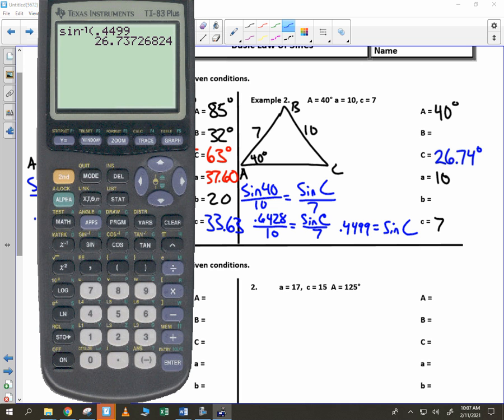Okay, so now what? What's the easiest spot to find now? Angle B, right? Because I can't find side B until I find angle B. And angle B is now easy because these all add to 180. So I take 180, I subtract 40, and I subtract 26.74. I get 113.26.